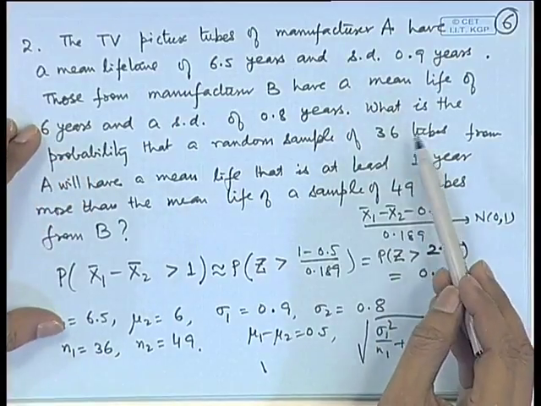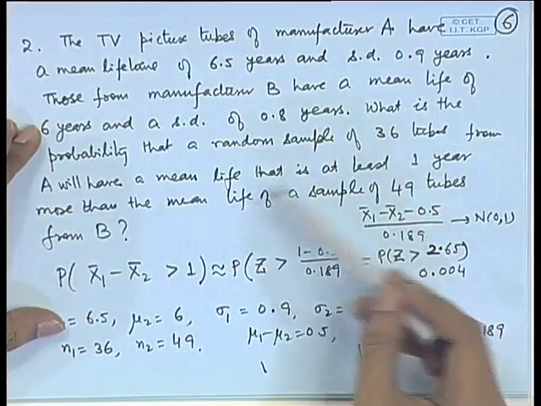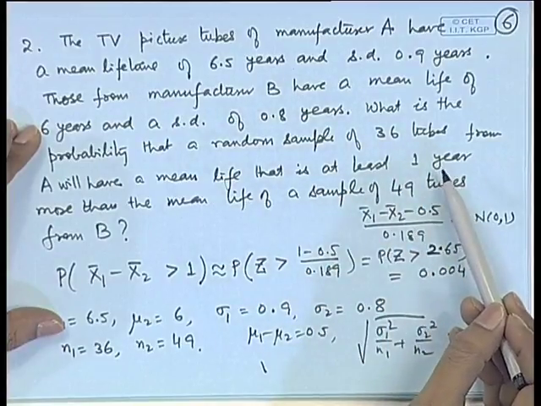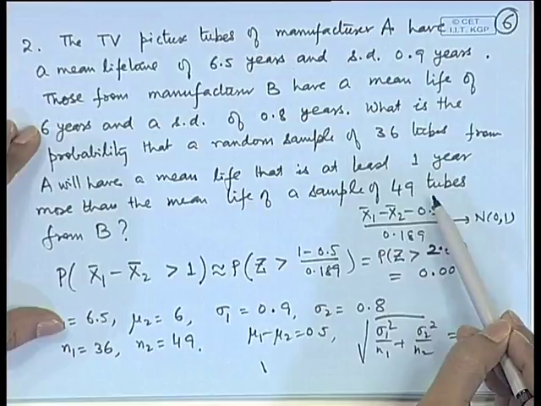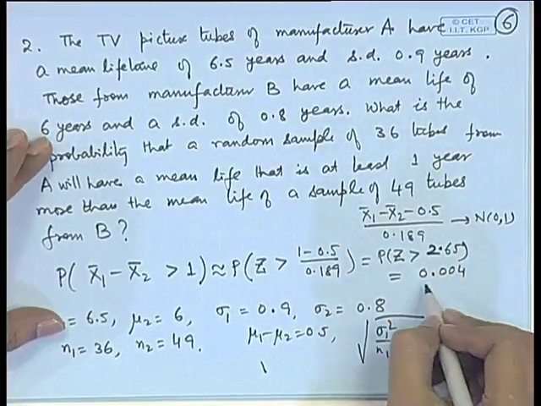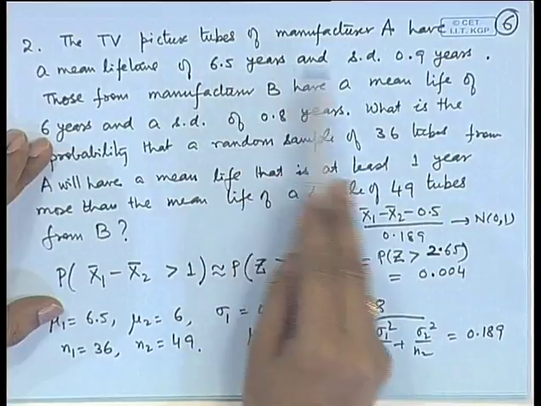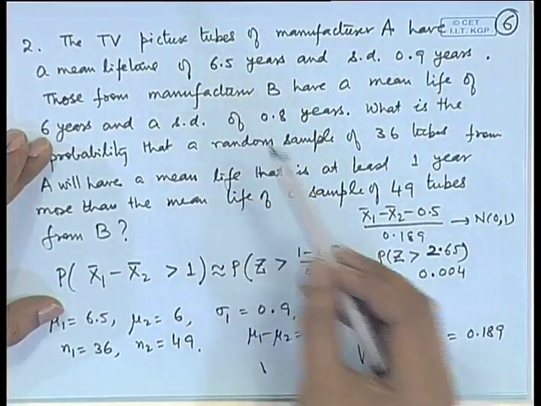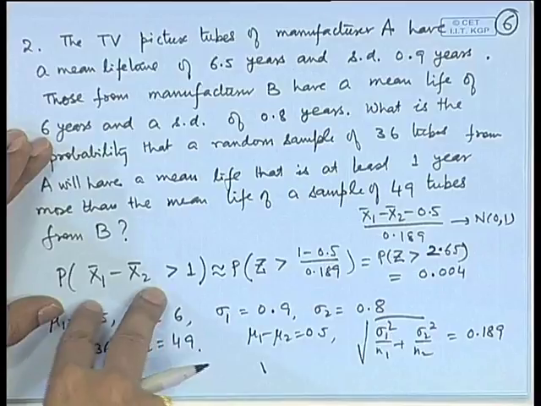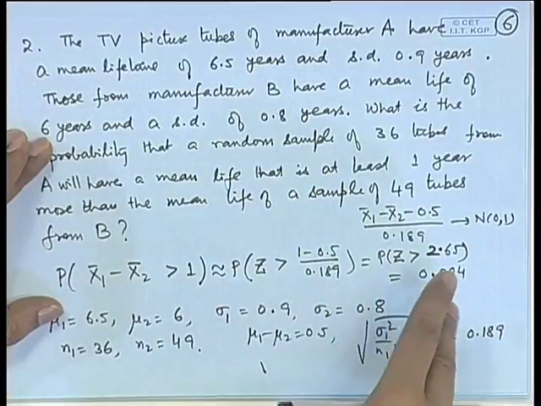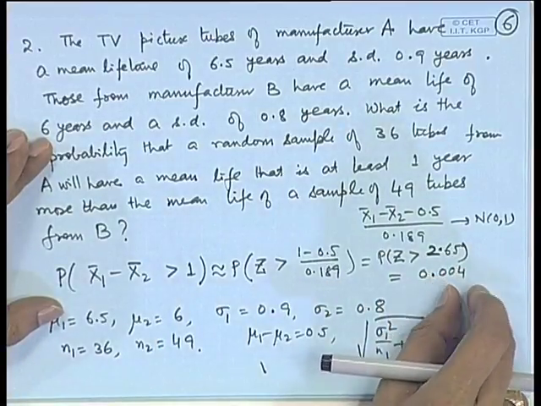So, the probability that a random sample of size 36 from A will have a mean life at least 1 year more than the mean life of another sample of 49 from B is extremely small. Here you see that actually the mean life difference is only 0.5. So, we are expecting the sample means to have a difference of 1. So, the probability of that is going to be very small.